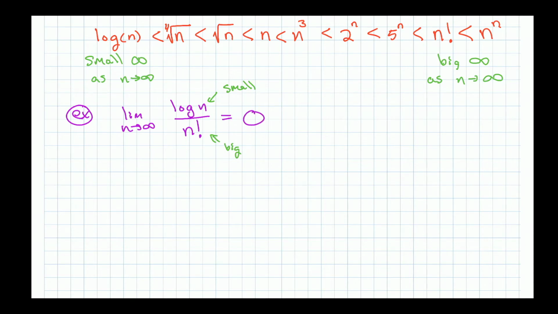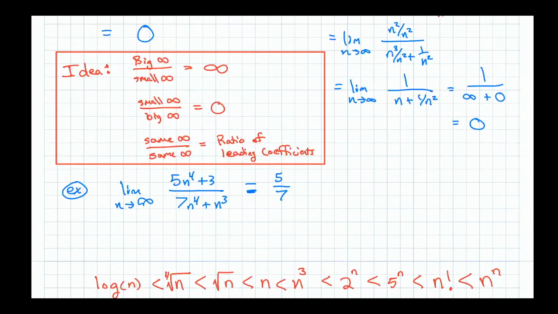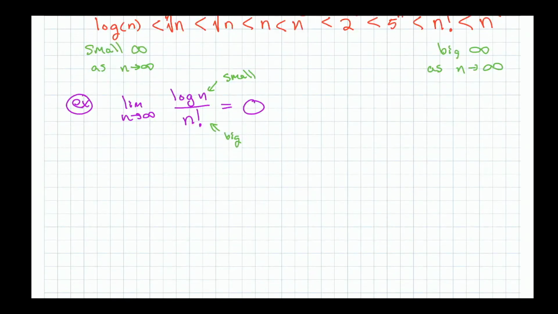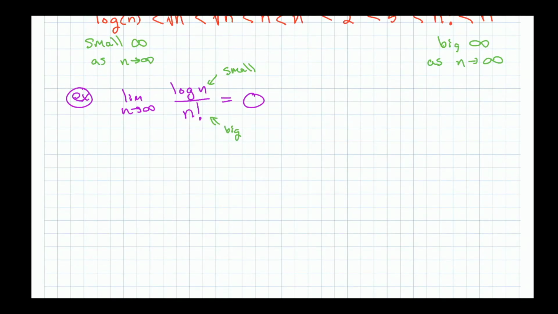Well, that's going to be 0, because the big denominator is going to win and make the whole thing go to 0. Just what I wrote here: big infinity, small infinity. We have a small on top and a big one on bottom. So it's 0. You don't even think about that. When I see this, I'm not even thinking very hard at all.